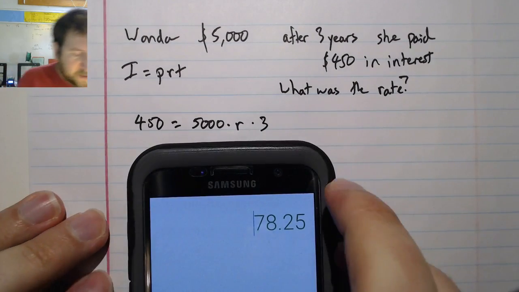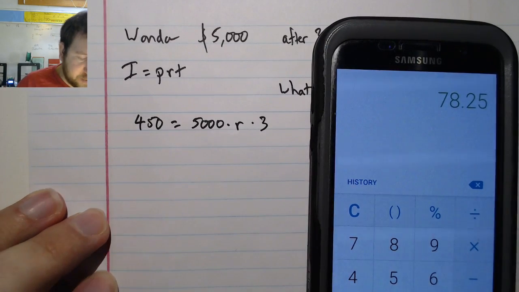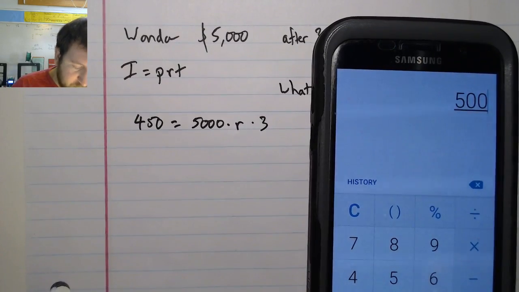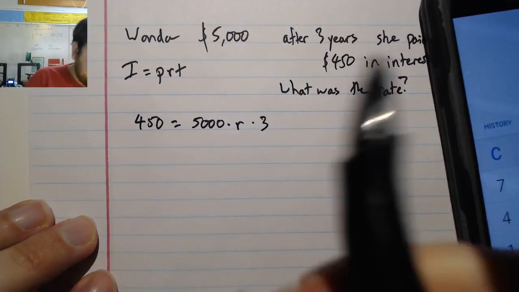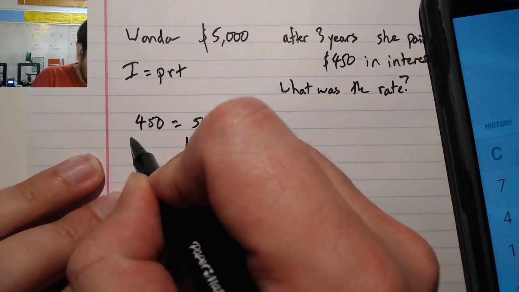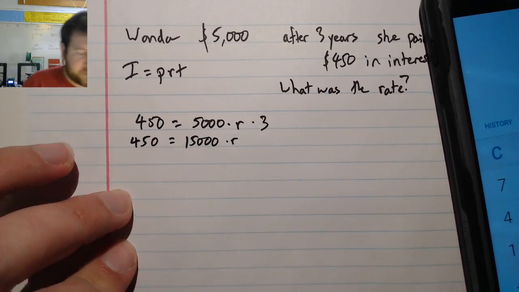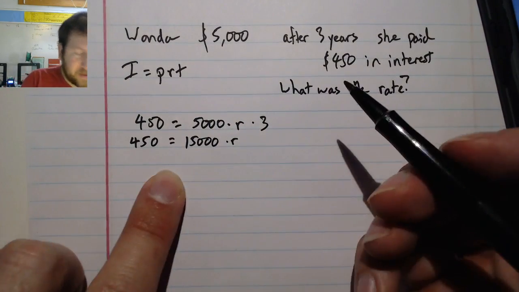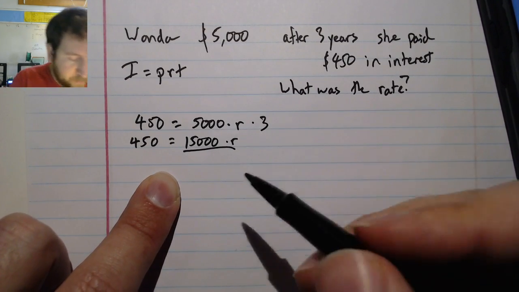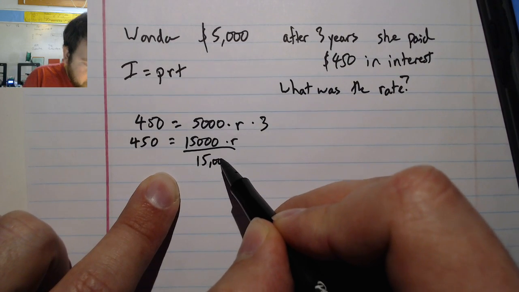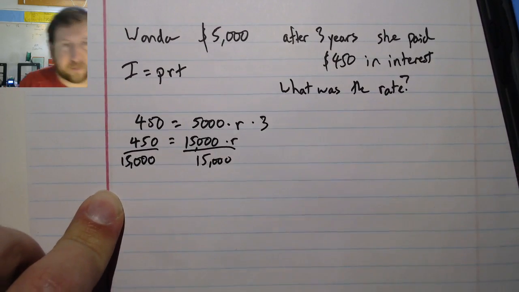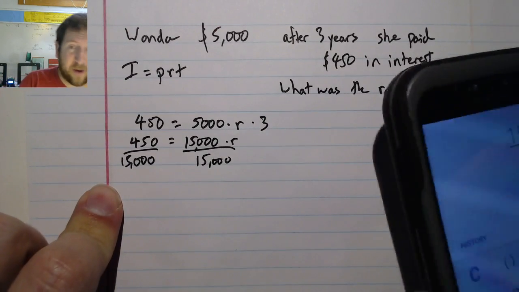All right, first I'm going to simplify this side of my equation because I have 5,000 times 3. Now I can do that in my head, which should be 15,000, but we'll just check it and make sure I did it right. I've got 15,000 times R equals 450. Well, if I want R by itself, I know the drill here. I'm just going to divide both sides by whatever is being multiplied by my R. So in this case, I'm going to divide it by 15,000. Now it's okay to divide by a big number like this. It's probably going to give me a small decimal. At least that's what I would hope.